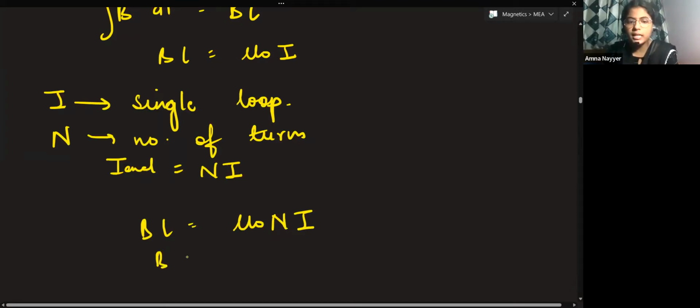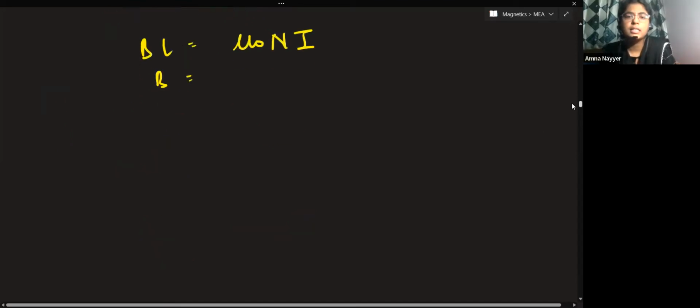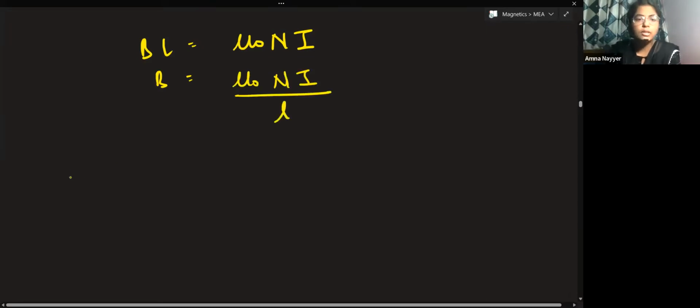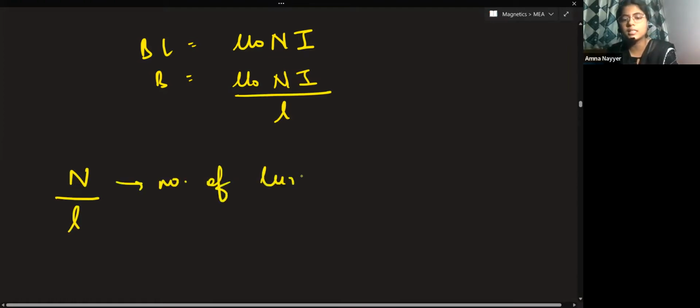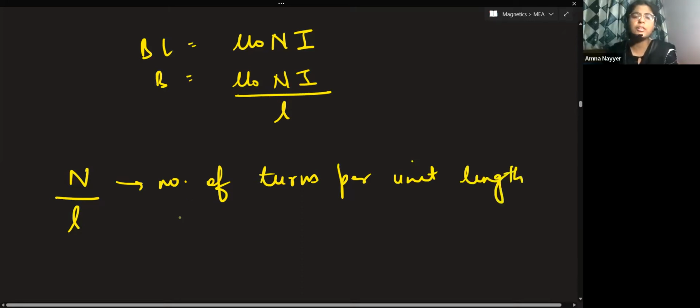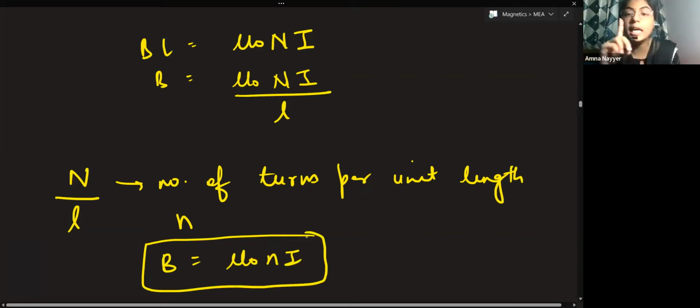Now let's put the L in the denominator, as we are only calculating the magnetic field. So this becomes mu naught N I divided by L. Now, number of turns per unit length, N divided by L, instead of writing it every time, we will write it as small n. So the magnetic field becomes mu naught n I, where n is the number of turns per unit length. This is the formula of magnetic field for a long solenoid.